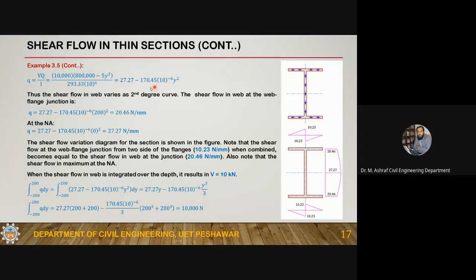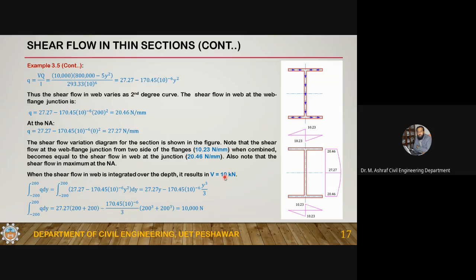So if I integrate this shear flow Q into dy from minus 200 to 200, because the total depth is 400, so here the value is minus 200, here the value is plus 200. So if I integrate it from this to this, then plug in the value of Q, integrate it, plug in the limits, so you will get 10,000. What is this 10,000? This is the shear force.